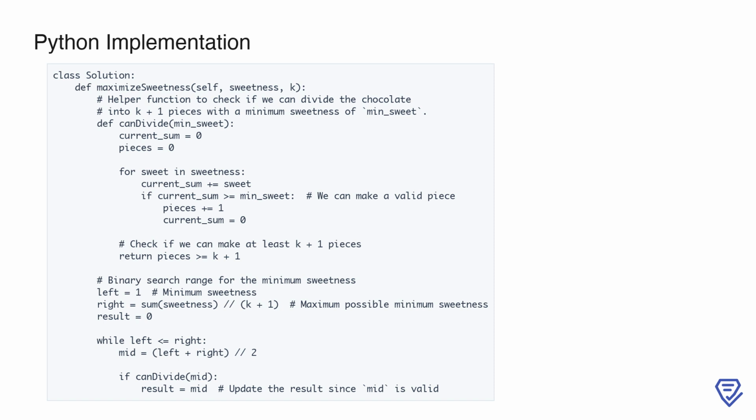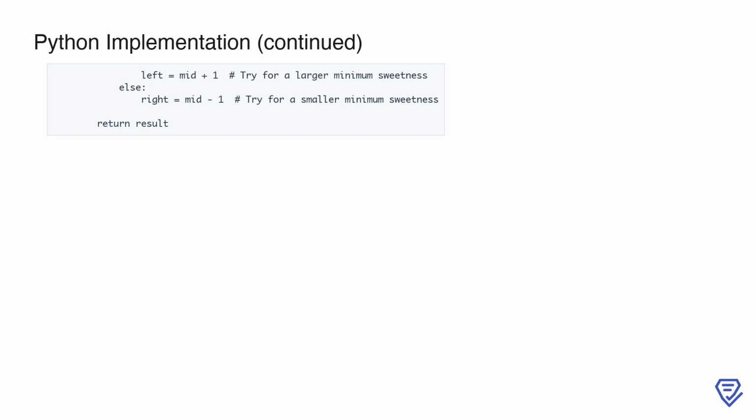The while loop runs as long as left is less than or equal to right. Inside, we calculate the midpoint mid and use the canDivide function to determine if the current mid is valid. If it is, we update result to mid since we've found a potential solution. If mid is valid, meaning we can divide the chocolate with at least k plus 1 pieces at this sweetness level, we adjust our search range to look for higher values. This is done by setting left to mid plus 1, as we are aiming for a larger minimum sweetness.